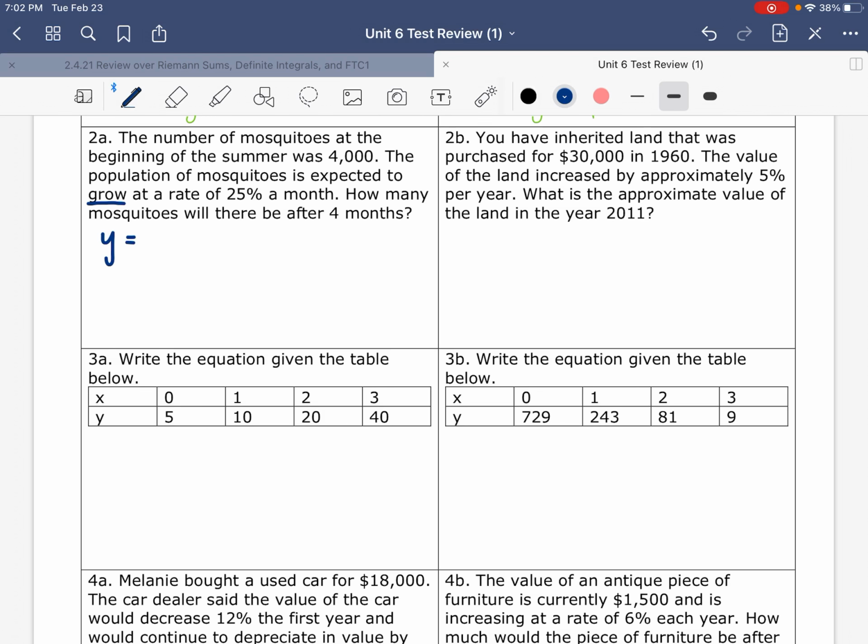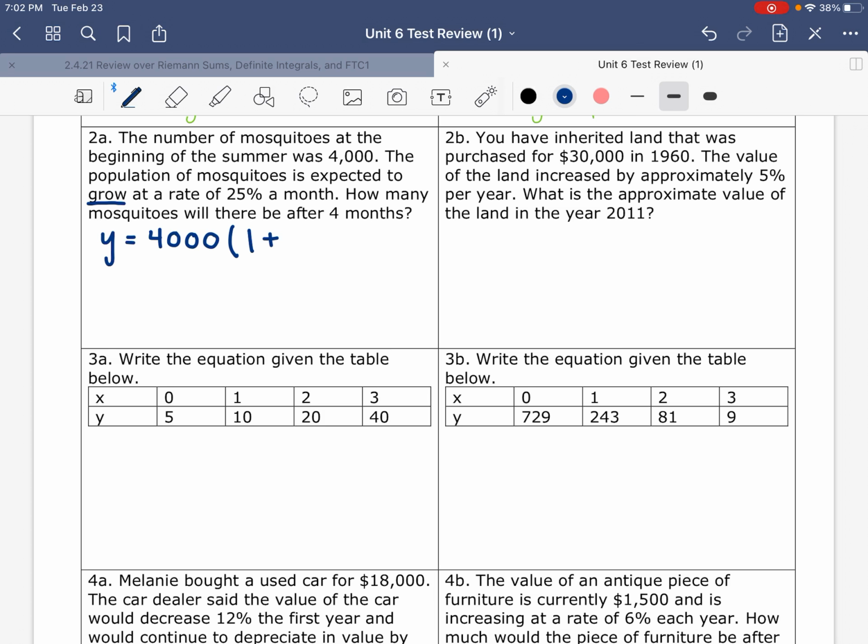So it'll be y equals, and remember, the a value is the number outside of the parentheses, and that is always our initial amount or the y-intercept. So if we read this problem, it says there were 4,000 mosquitoes to start. So that's going to be the number that goes outside of the parentheses. And since this is a percent problem, remember we need to put a 1 there. And since it's growth, it's going to be 1 plus.